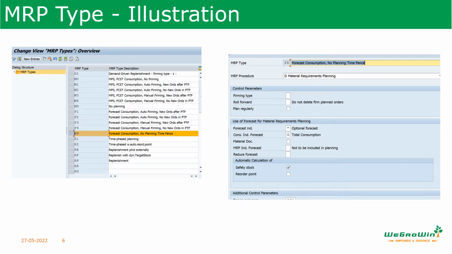Now when you come to the MRP type, the MRP type where we have to define the parameters, shown here, is the PD MRP type. Here we have to define what the MRP procedure is, how the firming type has to happen, and what the forecast indicator to be used is. Like this, some parameters are there.